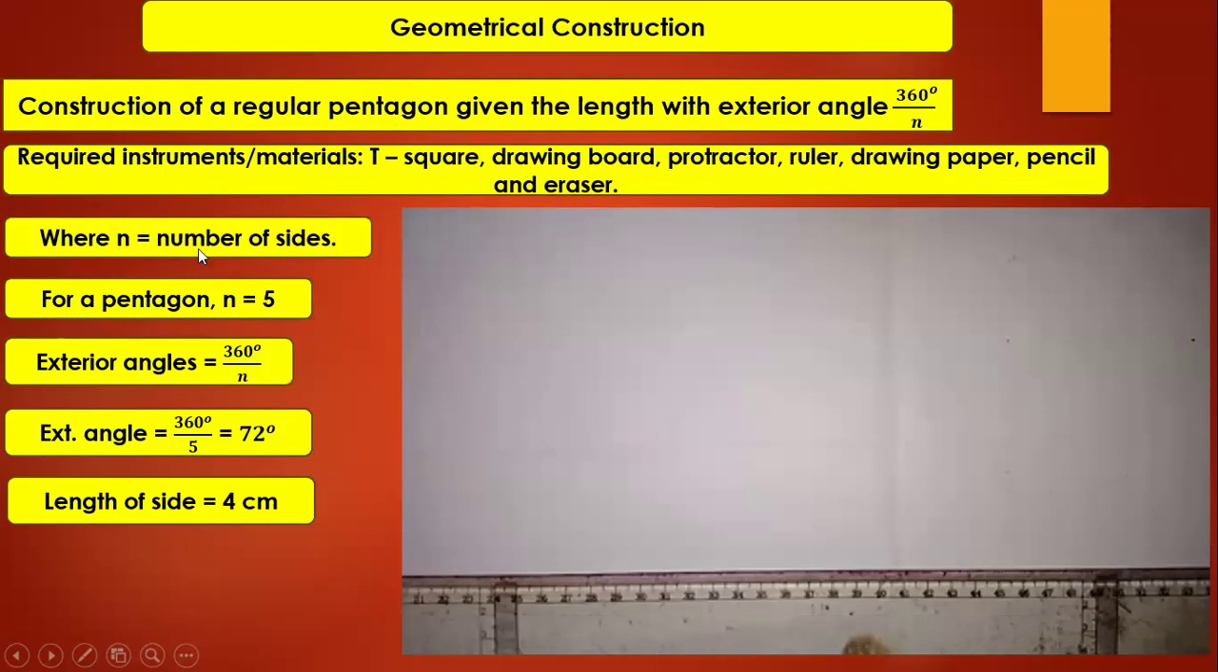Now let's look at the formula that we are going to use to determine the value of the exterior angle. The exterior angle is equal to 360 degrees over n, where n is the number of sides, and we are constructing a pentagon. A pentagon is a 5-sided polygon, meaning that n is equal to 5. Substituting for n in the formula, we have the value of the exterior angle to be 72 degrees. And do not forget that the length of side is 4 centimeters, as we have here.